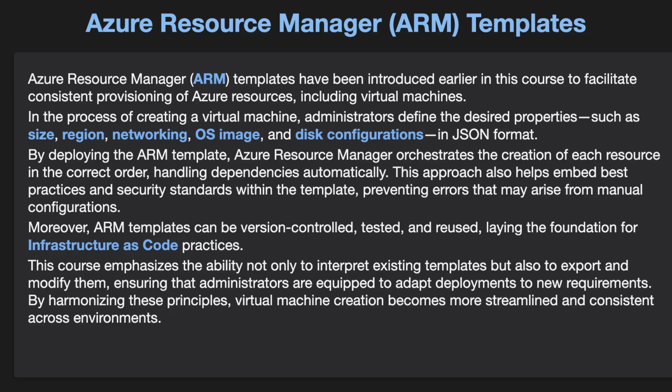In the process of creating a VM, administrators define the desired properties, such as size, region, networking, OS image, and disk configurations in JSON format. By deploying the ARM template, Azure Resource Manager orchestrates the creation of each resource in the correct order, handling dependencies automatically. This approach also helps embed best practices and security standards within the template, preventing errors that may arise from manual configurations. Moreover, ARM templates can be version controlled, tested, and reused, laying the foundation for infrastructure as code practices.